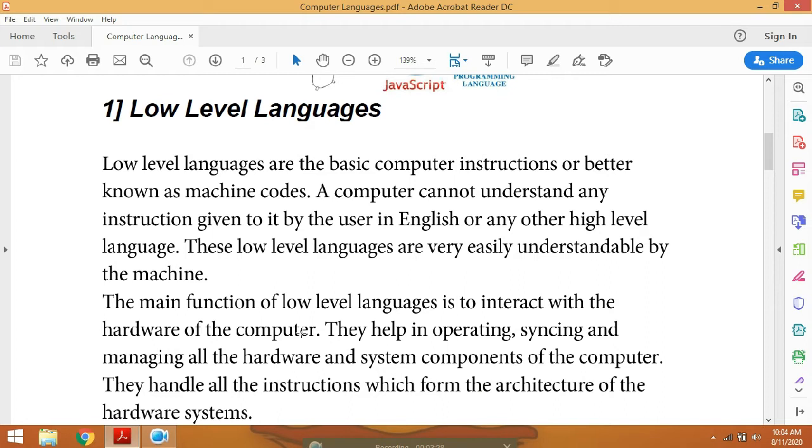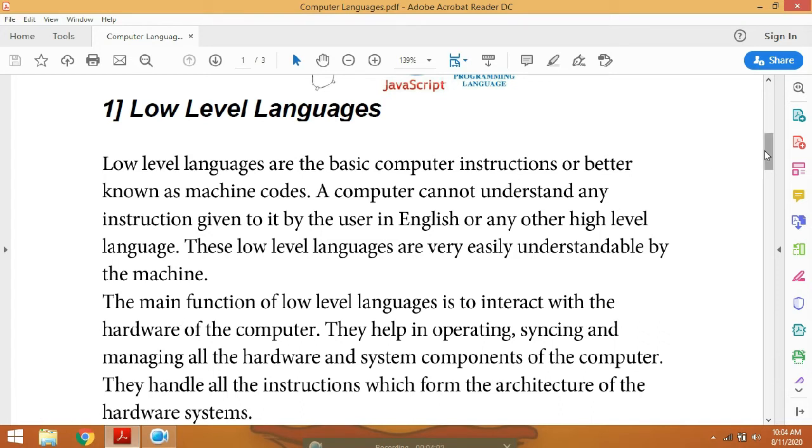Low level languages are also called machine level languages, because they are directly converted into binary language, that is 0 and 1, and the computer only understands the language of binary. The computer understands the binary language, as we discussed in class 6th also, that a computer understands only the binary language, that is 0 and 1.